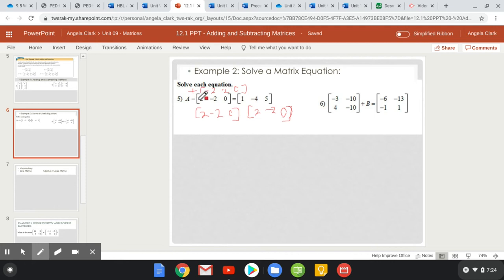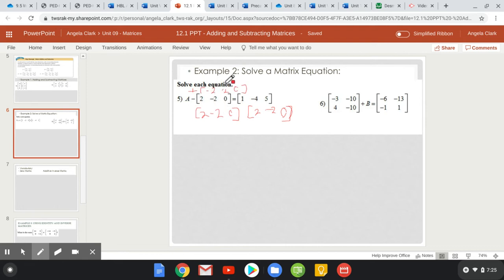So a negative, I can rewrite a negative matrix by just distributing the negative like I would do if I had, say, numbers in parentheses, right? And I just distributed the negative. I can do the same thing with matrices. I just have to change the sign of every element in that matrix if I have a negative outside. So this is essentially what I have here.